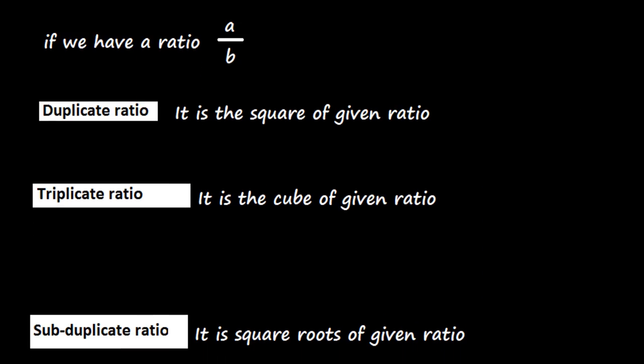Look here, if we have a ratio A/B, we have to find the duplicate ratio. First I explain or define the duplicate ratio. It is the square of the given ratio. The given ratio is A/B.